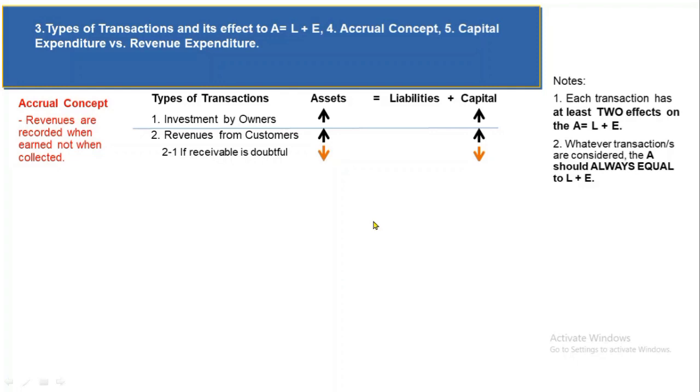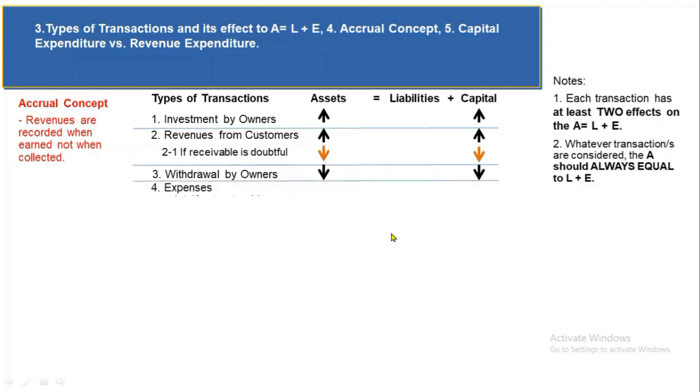What is this allowance for doubtful accounts? This is a contra-receivable account, which means that if you have this, you should deduct it from your receivables to get what do we call the net realizable value of your receivables. Next is we have withdrawal by owners. If owners withdraw money for personal reasons, then the capital will be deducted by such amount and of course the total assets. We also have expenses.